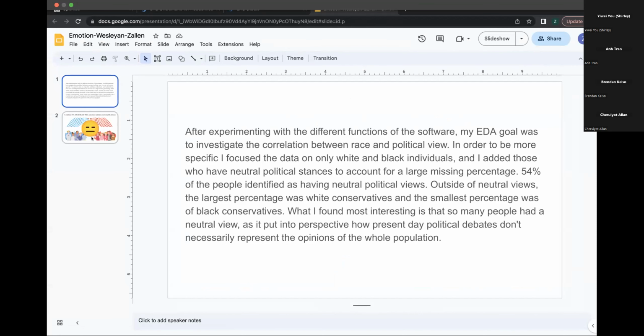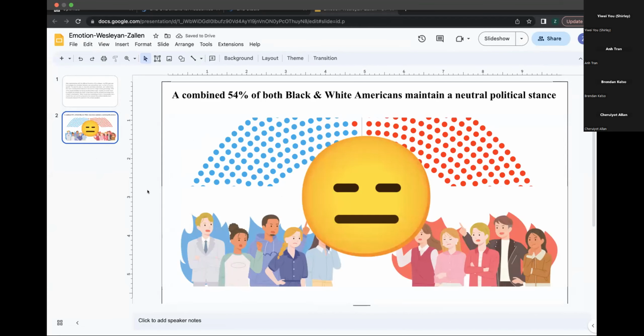Let me see your graphic, your picture. I love it. So I'll combine: 50% maintain a neutral political stance. Now, wait a minute, is it 54% of black people and 54% of white people? No, it's combined. I could change the wording a bit. I think that's a little misleading, but I do like this idea of it piling up in the middle. I would change that wording a little bit, but that sounds good.